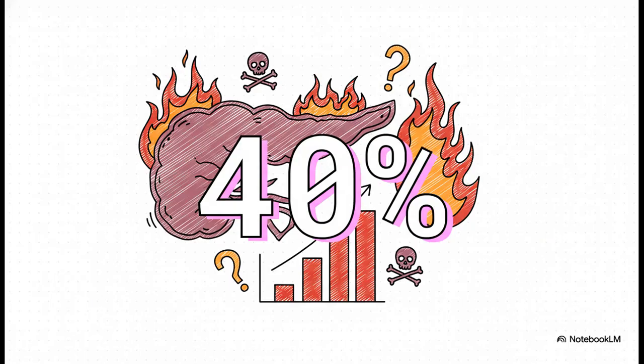Let's kick things off with a number that should really make you sit up and pay attention. 40%. That is the in-hospital mortality for severe acute pancreatitis. It's just a stark reminder of why this condition is such a big deal and why having a rock-solid grasp of its management is absolutely crucial.